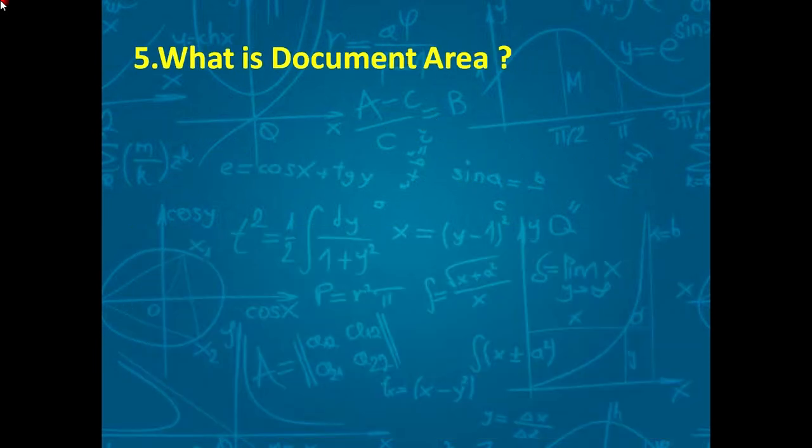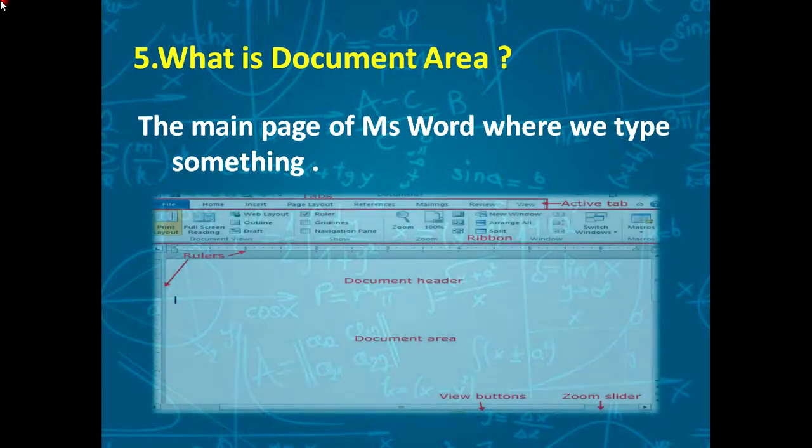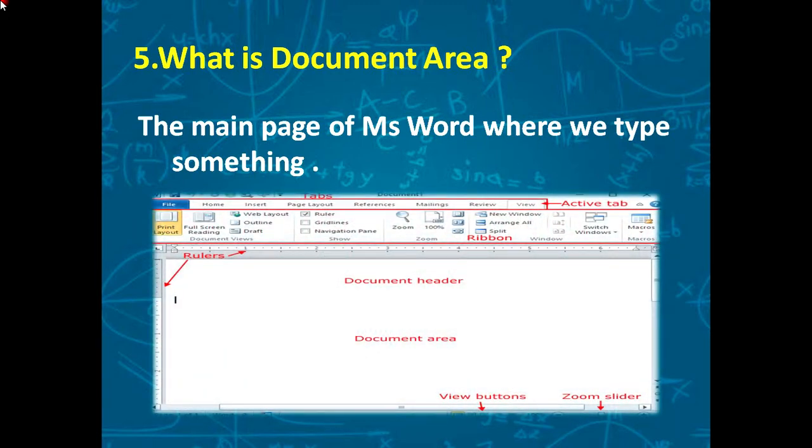What is document area? As I told you, the document is a Microsoft Word page where you write something. जहाँ पे आप कुछ लिखते हैं, like जहाँ पे हम type करते हैं. The main page of MS Word where we type something. Here is a page. Here you can see the cursor. The cursor is the position where you can write something. So this is the document header and document area. You can write on it whatever you want to do.